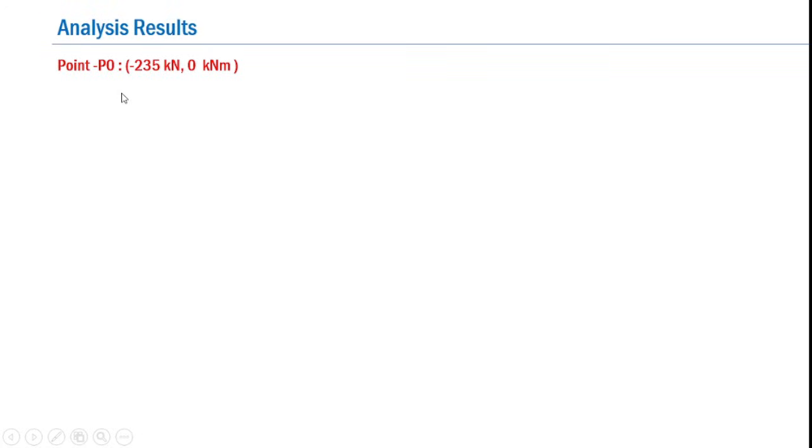Okay, fine. For the point P0, we find that the column base plate is critical, corresponding to a tensile force of P equal to minus 235 kilonewton. That means the column base plate is subjected to a tension load of 235 kilonewton. Now let us investigate the results.